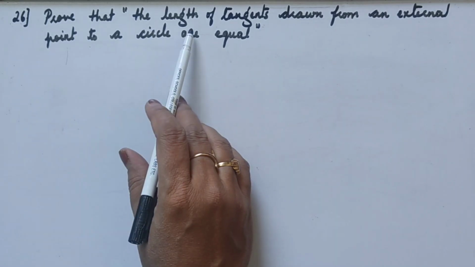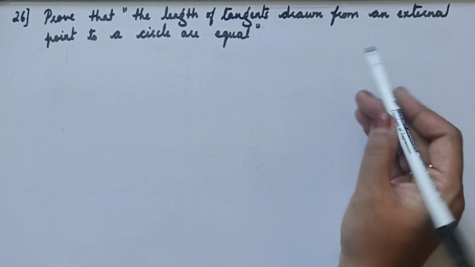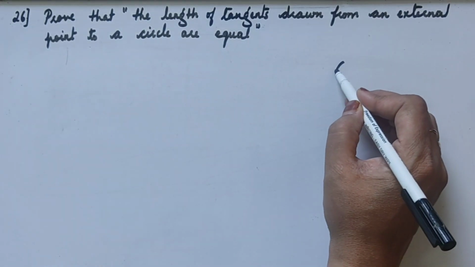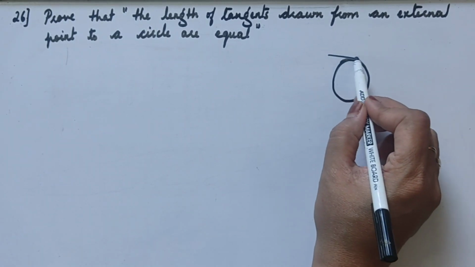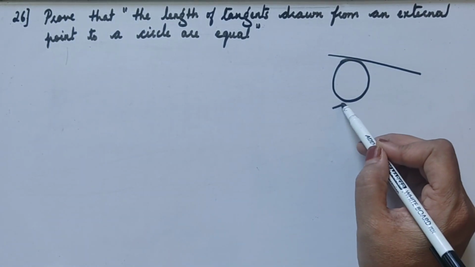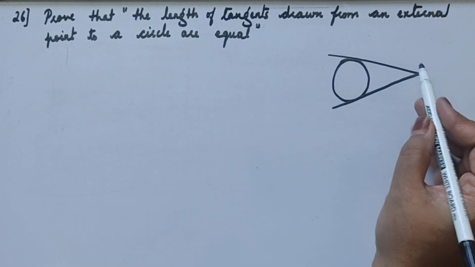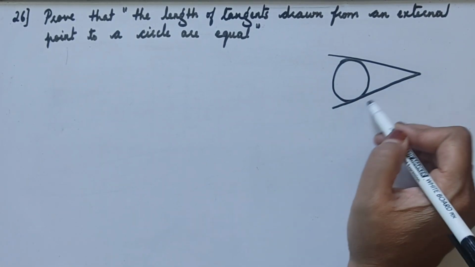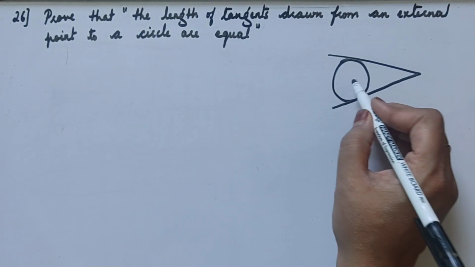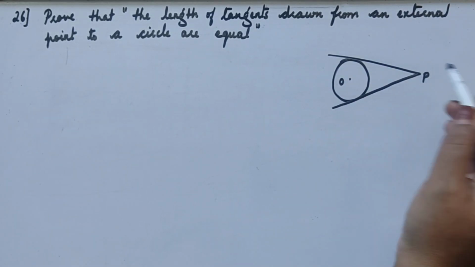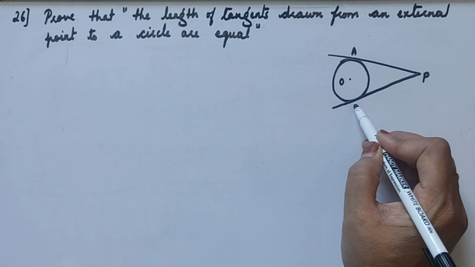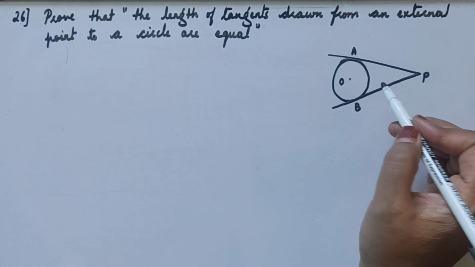Prove that the length of tangents drawn from an external point to a circle are equal. This is a circle. The tangents drawn from an external point to a circle are equal. So these are two tangents, each touching the circle at only one point. O is the center of the circle. I'll name this external point P, and the points of contact will be A and B.